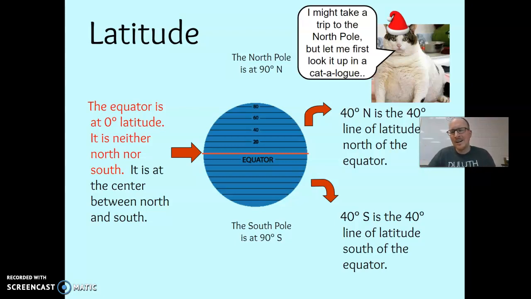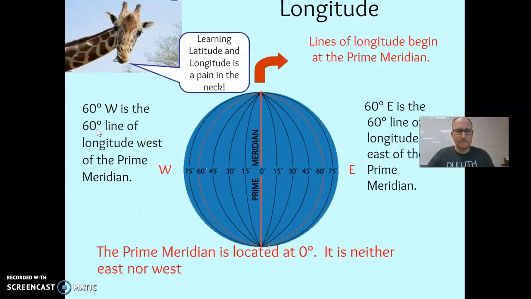Honestly, the part you need to know about this is that the equator is at 0 degrees, and you would not note that as north or south. It's just 0, right? Like 0 is not a positive or negative number. It's just 0. Same idea.